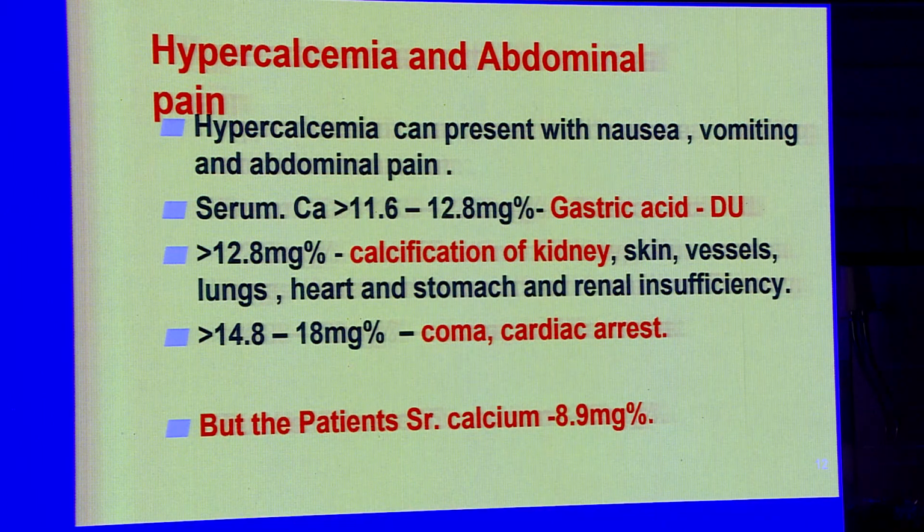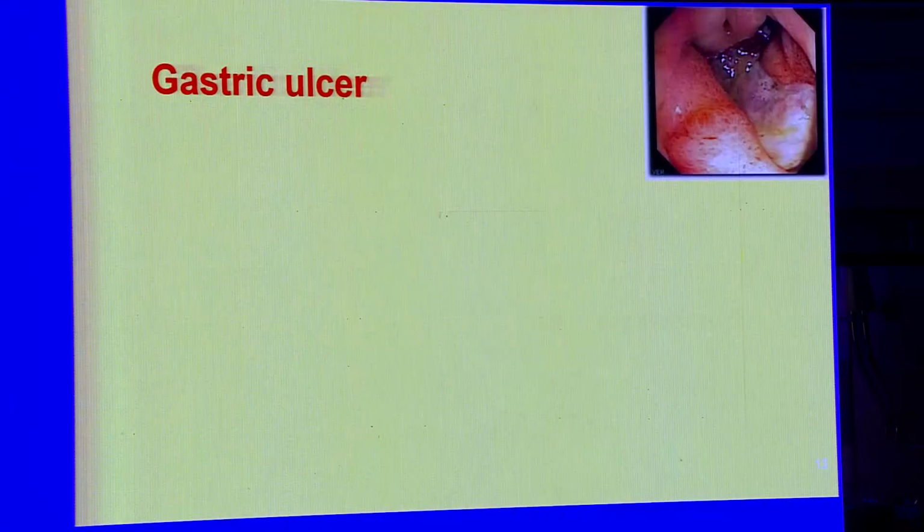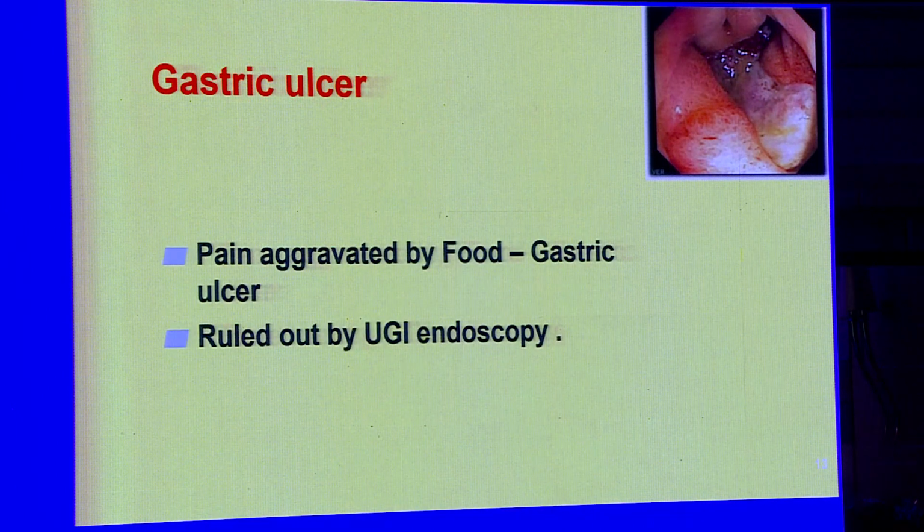Whereas if you have a different calcium level, there may be raised serum levels, gastric ulcer, maybe gastrin. If it is more than 12.8, it is tissue calcification. If more than 14.8, it can cause fatal cardiac arrest and coma. But in our case, it was normal. So we thought it may be a gastric ulcer, which could be the cause of the pain in a patient with DKA, and endoscopy was done, again normal.